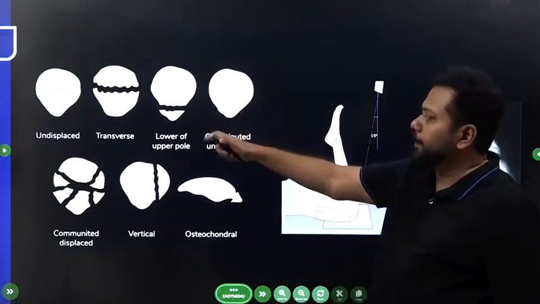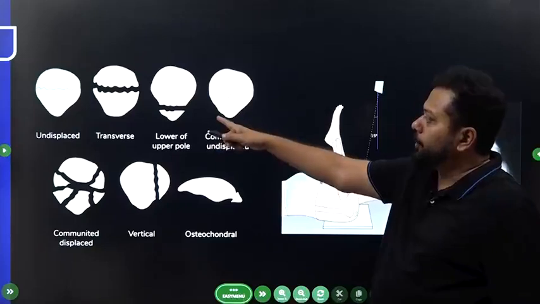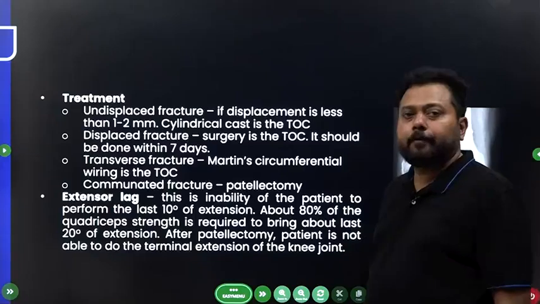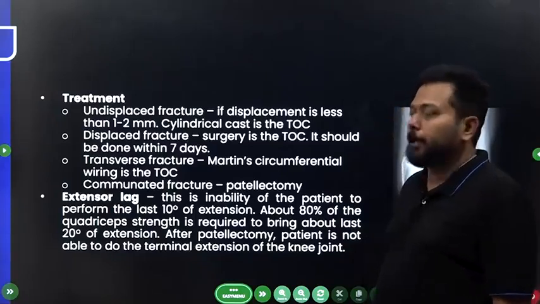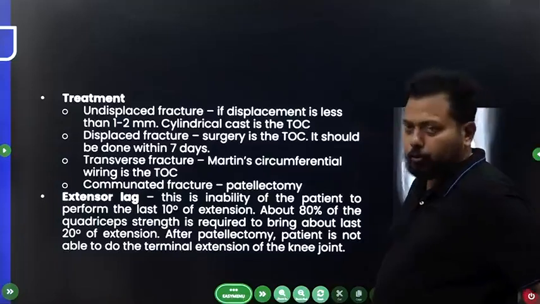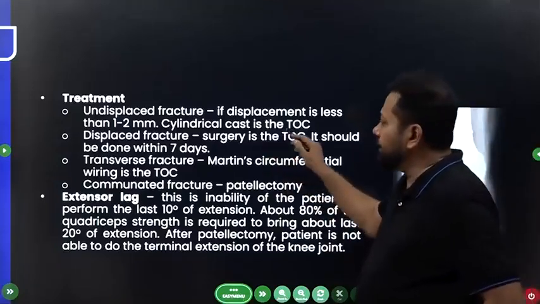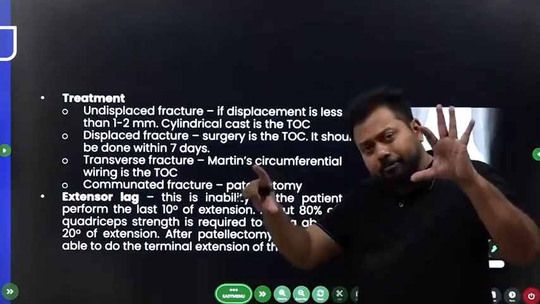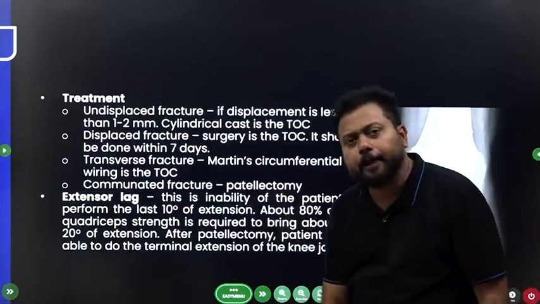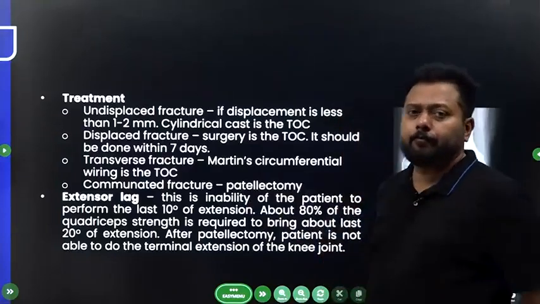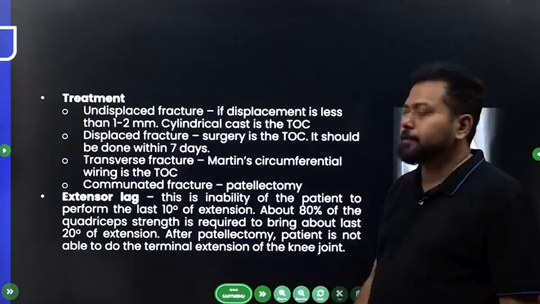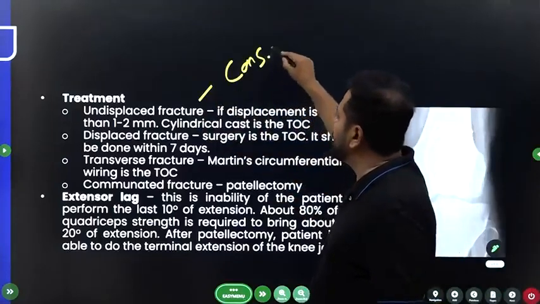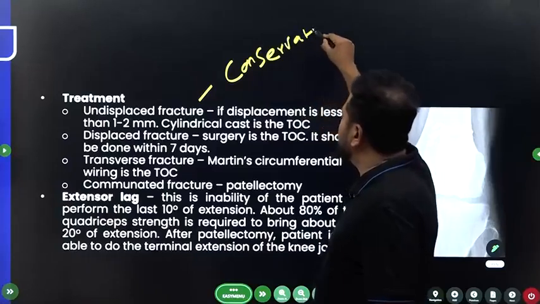So see, undisplaced is less than 2 mm and displaced is more than 2 mm. Comminuted, these are the fracture types. For the treatment of choice for undisplaced fracture patella, if displacement is less than 2 mm, as I told you already, the treatment of choice is a cylindrical cast, or tube cast. You are putting a POP, making the knee straight, from the middle of the thigh to the middle of the leg. You are covering with a plaster of Paris cast. Leave it for 45 days. That is the treatment of choice. So, undisplaced fracture patella, treatment of choice is conservative. Manage with a POP.